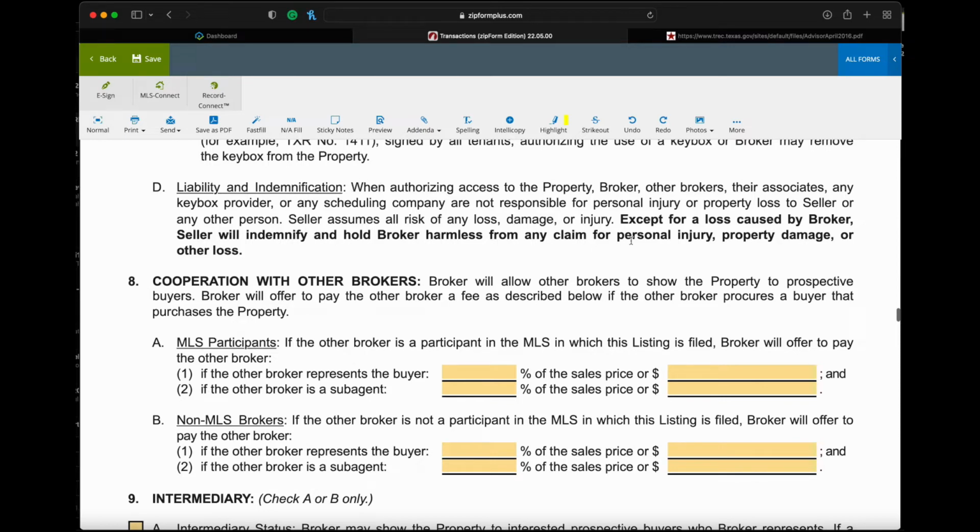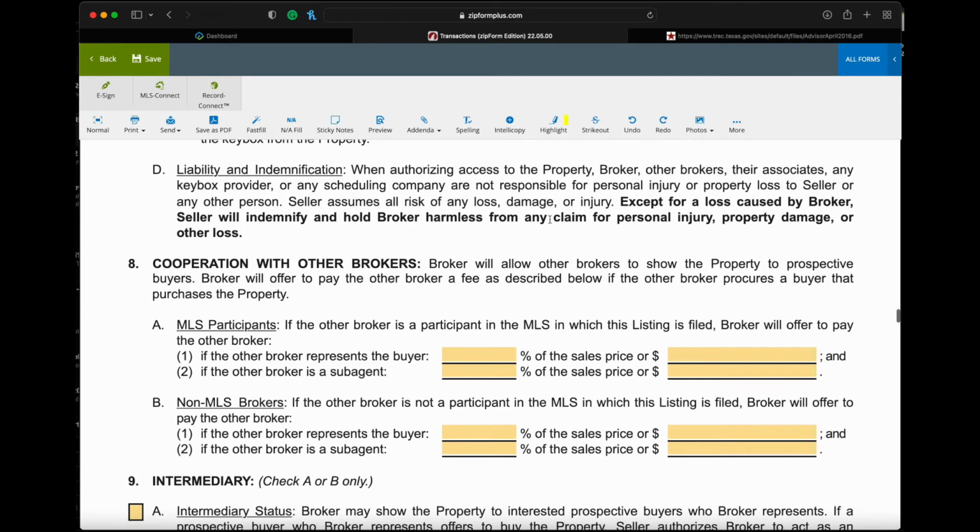Limitation of liabilities. Okay, very self-explanatory here. Except if the loss is caused by the broker, which is, you leave the door open, something negligent like that, and somebody just walks in and damages it, they could kind of come after you a little bit, but you're not really responsible for personal injury, things like that.